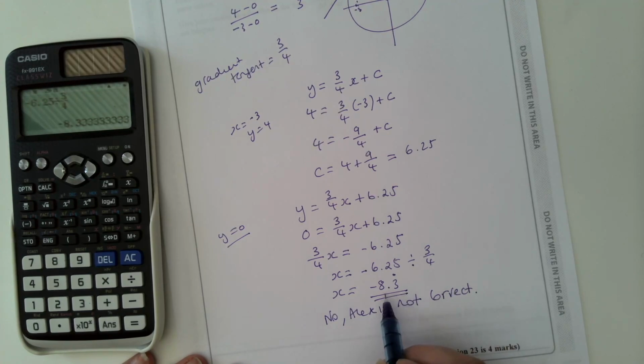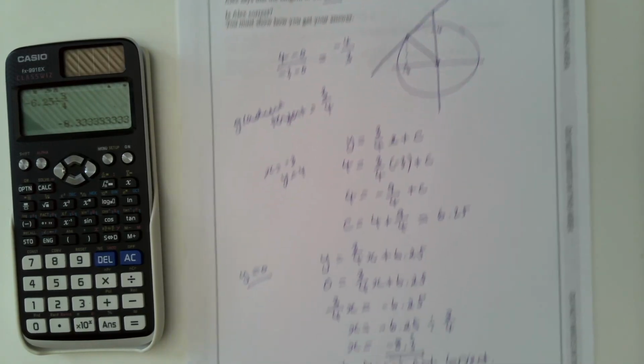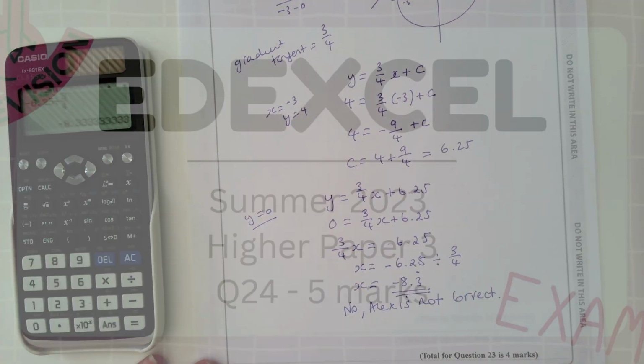Because it crosses at -8.3 recurring, not -8. And we've shown all of that there with our working.